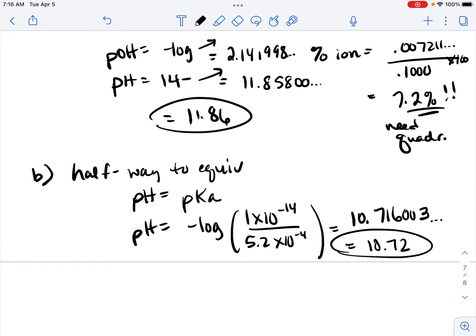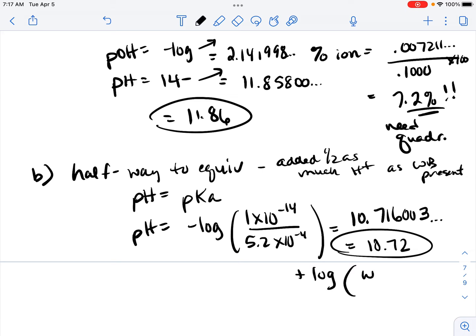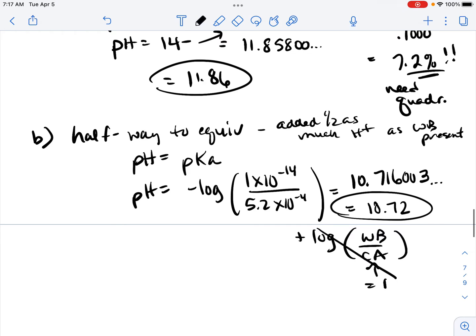Remember, the only reason I'm allowed to do this is because I've added half as much H plus as the weak base present. So basically what happens is that in my BCA chart, I have half of my weak base left, and I've created an equal amount of the conjugate acid. So in Henderson-Hasselbalch, the term that would come after this, which would be the plus log of weak base over conjugate acid, this equals 1. And so because of that, the log of 1 equals 0, and I can just do pH equals pKa.